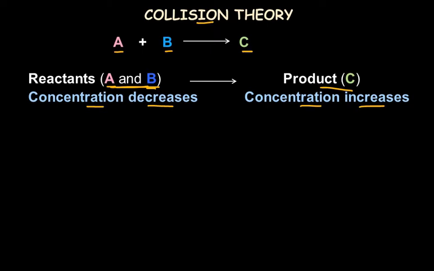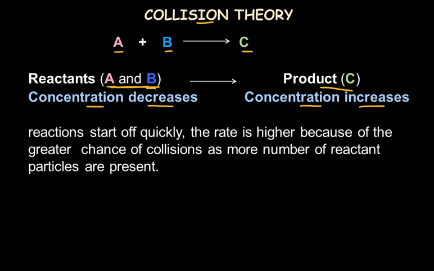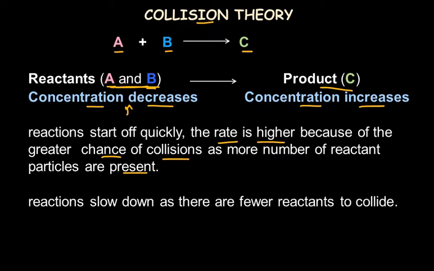Now because of that, the reaction starts off very quickly. That is, the rate is higher at the start of the reaction because there is a greater chance of collisions of the reactant particles, because they are present in more amount. The number of reactants is more at the starting of the reaction. So the reaction is faster, the rate is higher at the starting of the reaction. But after some time, the reaction slows down because there are only a few reactant particles left over to collide.